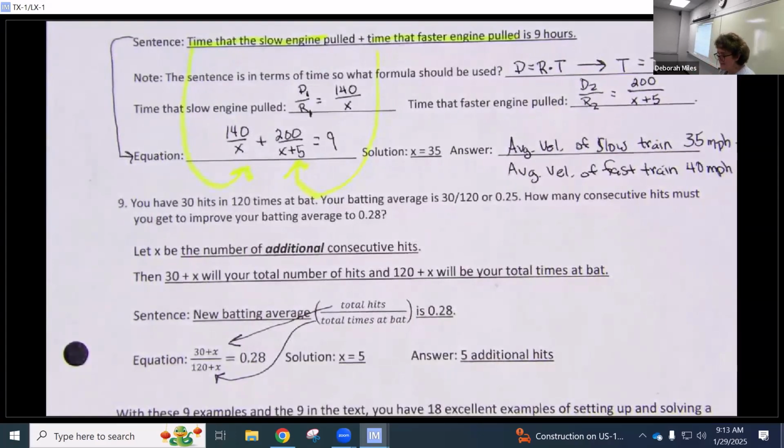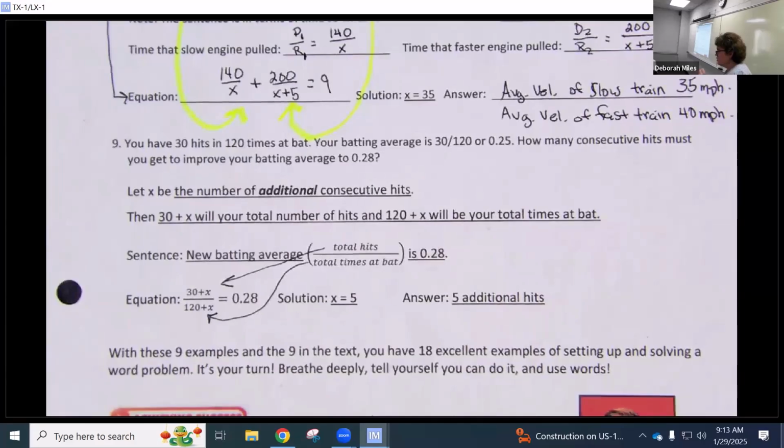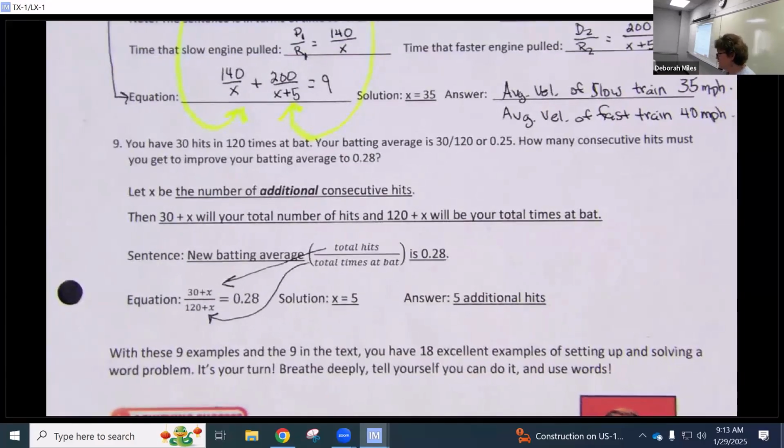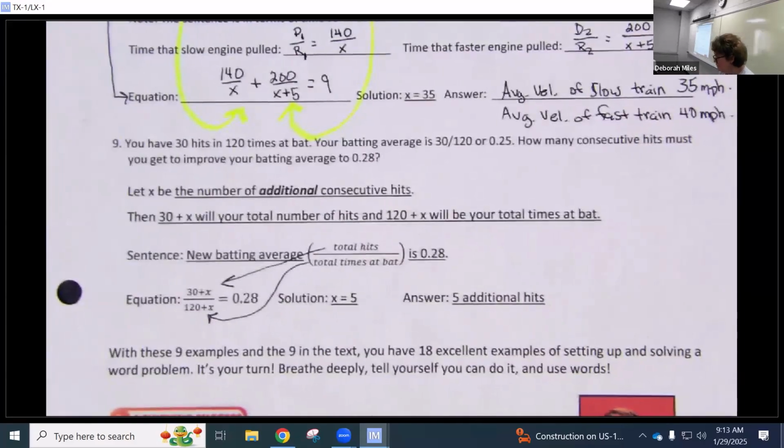All right, you have 9 great examples in the book, 9 great examples on these 2 pages. So that's 18 examples of using words to set up equations to solve problems. And that's what I want you to practice. I want you to breathe and go slowly and use some words.